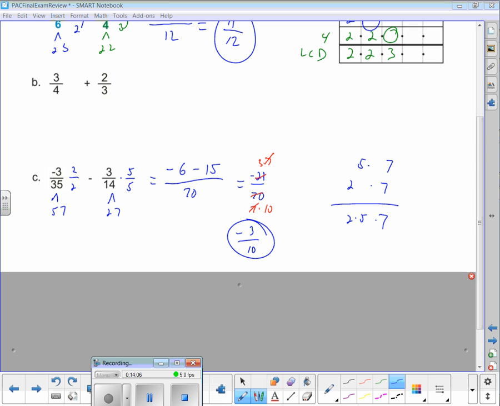70 is the LCD, lowest common denominator. A 35 is a 5 times 7, and a 14 is a 2 times 7, making 2 times 5 times 7. What is the first one missing? The 2. Multiply it by 2 over 2. What's the second one missing? The 5. Multiply it by 5 over 5. That gives you a negative 6 minus 15 over 70. 6 negatives and 15 more negatives, 21 negatives. 21 over 70 does reduce every once in a while. Even though you use the LCD, it will reduce.